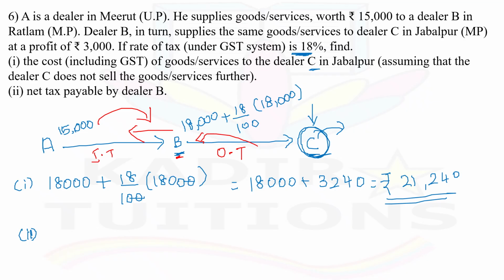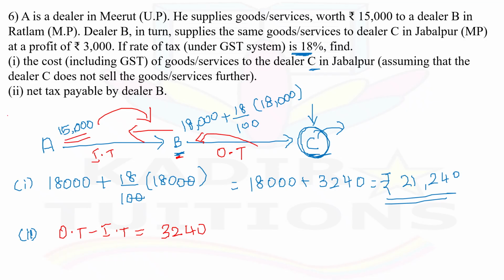So what we are going to do, we will be subtracting output tax minus input tax, so that you will be getting the net payable by dealer B. So what is the output tax he collected? It's 3,240. And what is the input tax he collected? We don't know, right? So first we will find what is that.